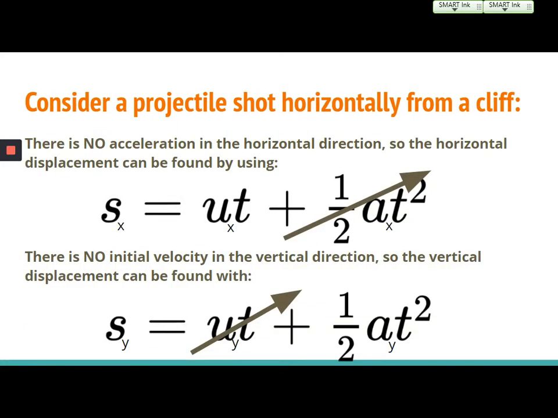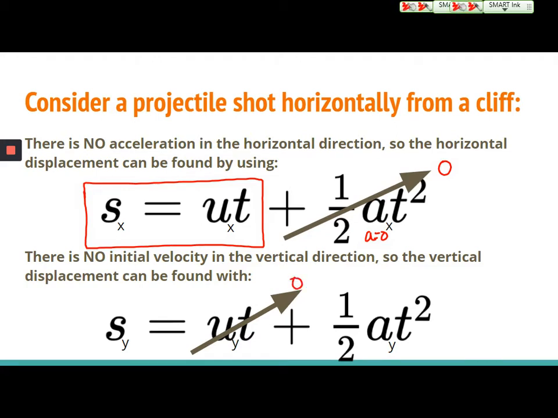So for example, something thrown off a cliff, there is no acceleration in the horizontal direction. So you can get rid of this. If there's no acceleration, a is 0. All of this becomes 0. And so your equation is really just the distance traveled sideways will be your initial velocity sideways and how long you can move through the air. And if there's no initial velocity in the vertical direction because you shoot sideways, you don't have to worry about uy because that'll be 0.